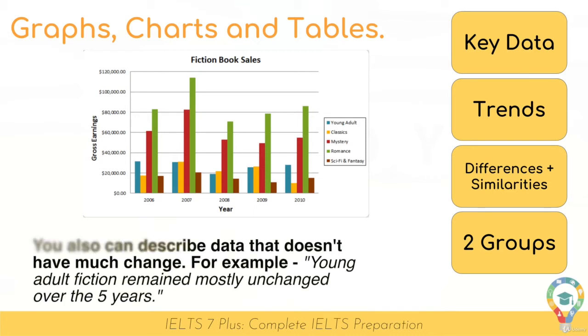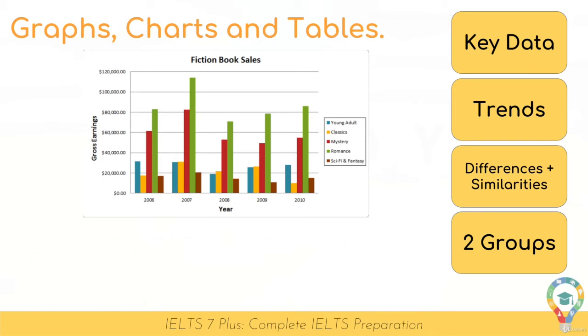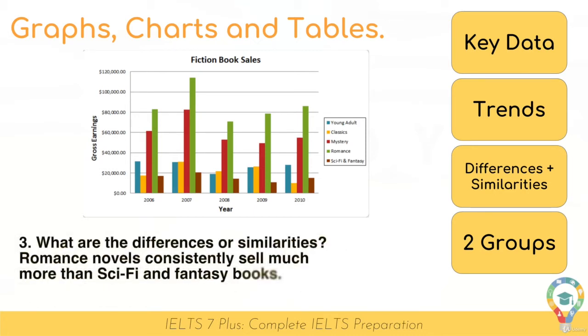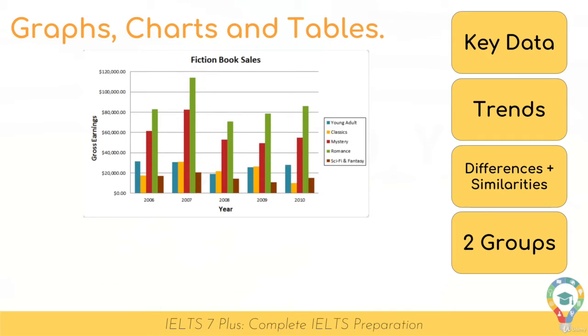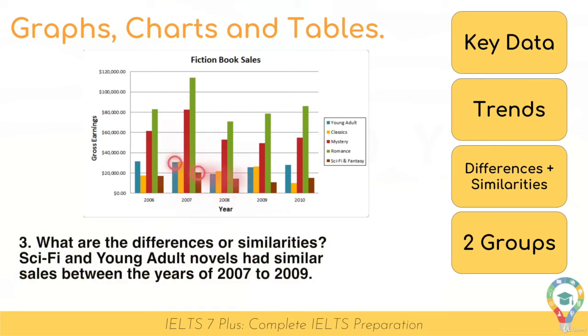So, what about the differences and similarities in this graph? The biggest difference I can see is between romance novels and sci-fi and fantasy. Romance novels have much higher gross earnings than sci-fi and fantasy, and therefore sell a lot more books. For a similarity, you might report young adult and classic novels, and between the years 2007 to 2009, their gross earnings were pretty much the same.